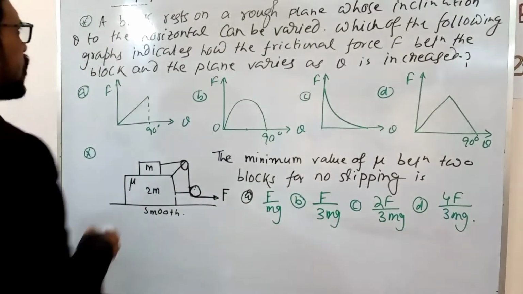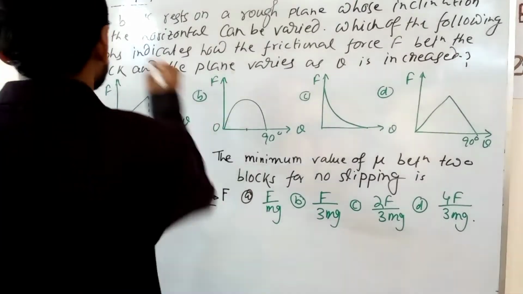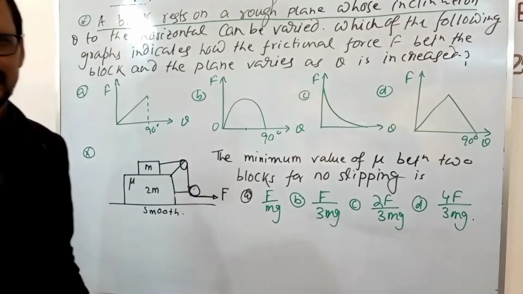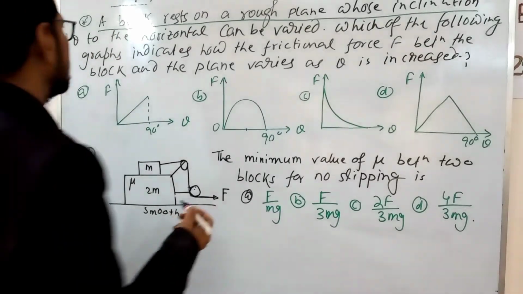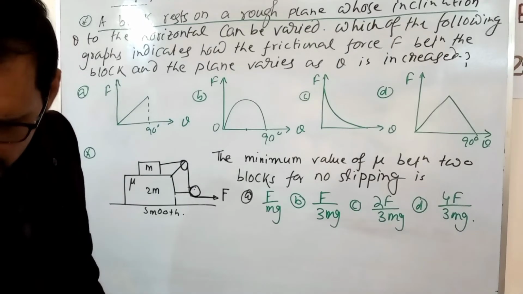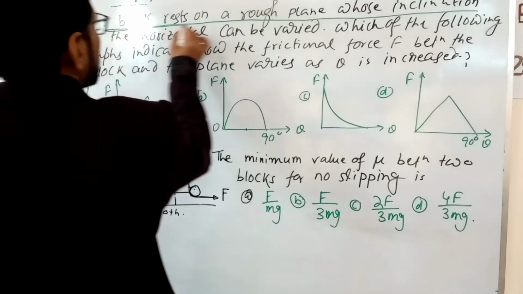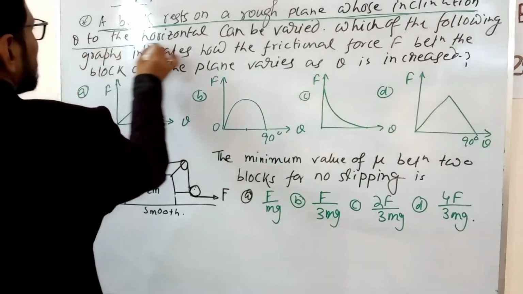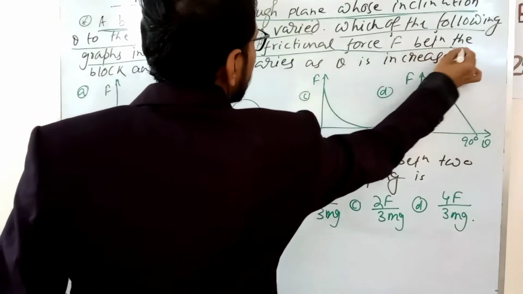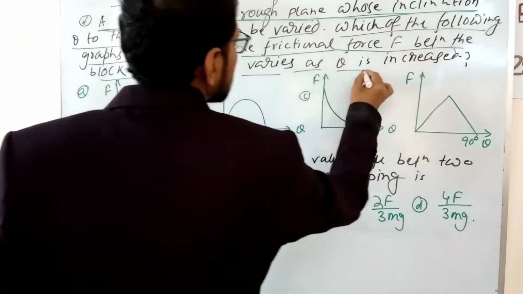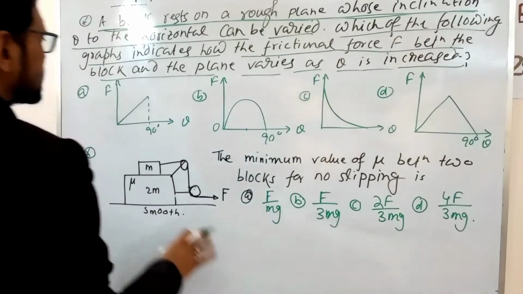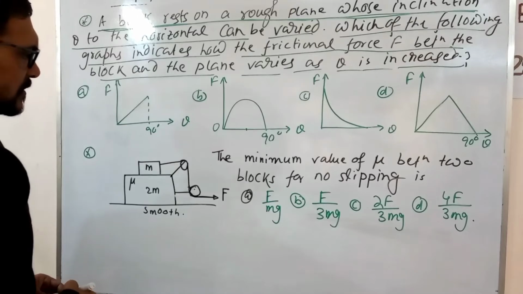Now the next question is, a block rests on a rough plane whose inclination theta to the horizontal can be varied. Which of the following graphs indicates how the frictional force F between the block and the plane varies as theta is increased? So 4 diagrams are given. Which one is correct?